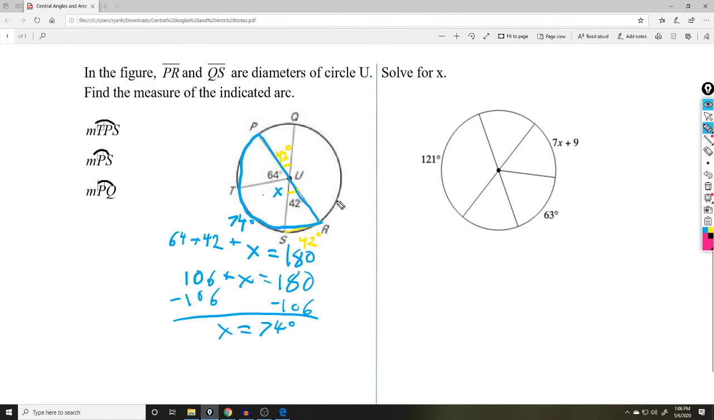Well, I can do that a couple different ways, but I want to point out that you can look for other diameters. So I can do it with the same diameter P to R. I could also do it with Q to S. It's going to turn out the same way. So here's another diameter. And we have 42 here. And all the way around should be 180. So if I want the rest of the way, then I'm going to take 180 and subtract the 42 we have already. And so that's going to be 138 degrees. And this is the measure of arc Q to R.